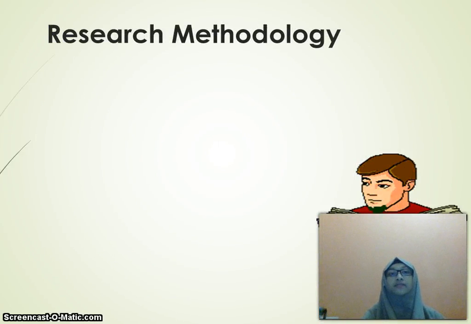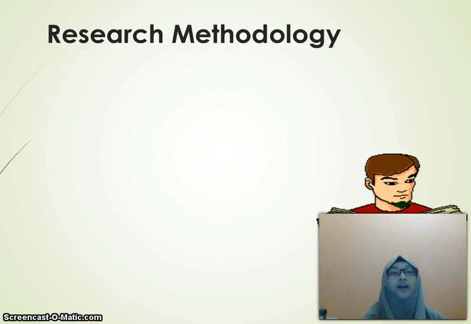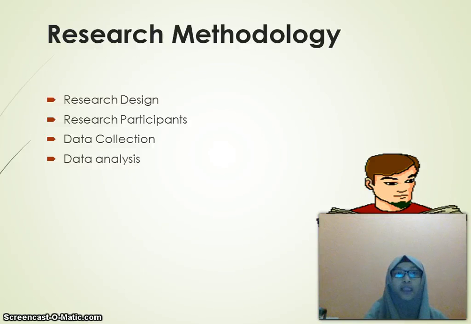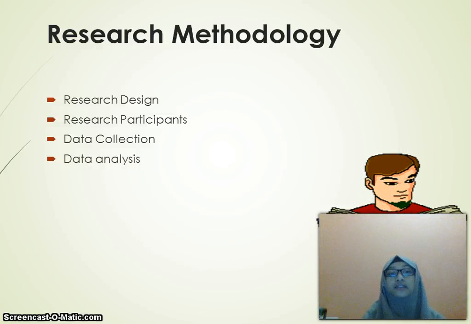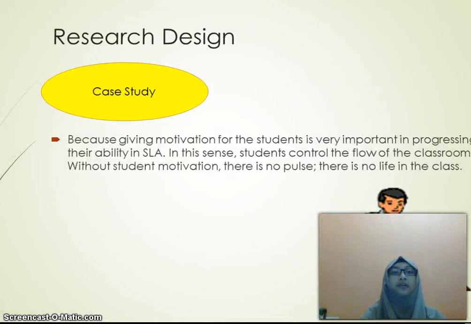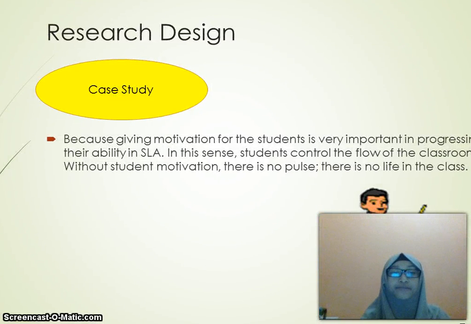That's all. And now let's move on to the third main point of my research proposal, that is research methodology. In my research methodology here, there are four points. The first is research design, the second is research participants, the third is data collection, and the last one is data analysis.